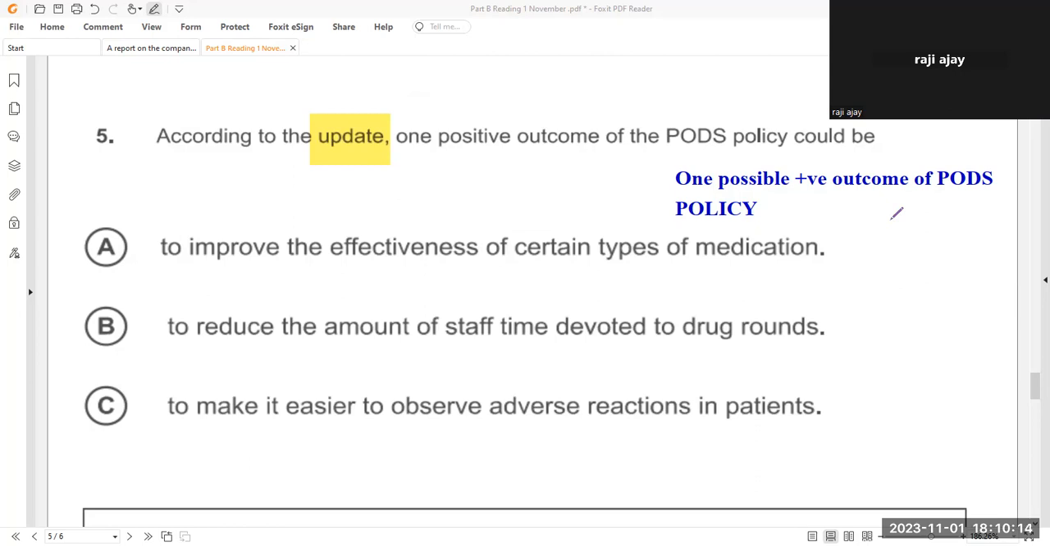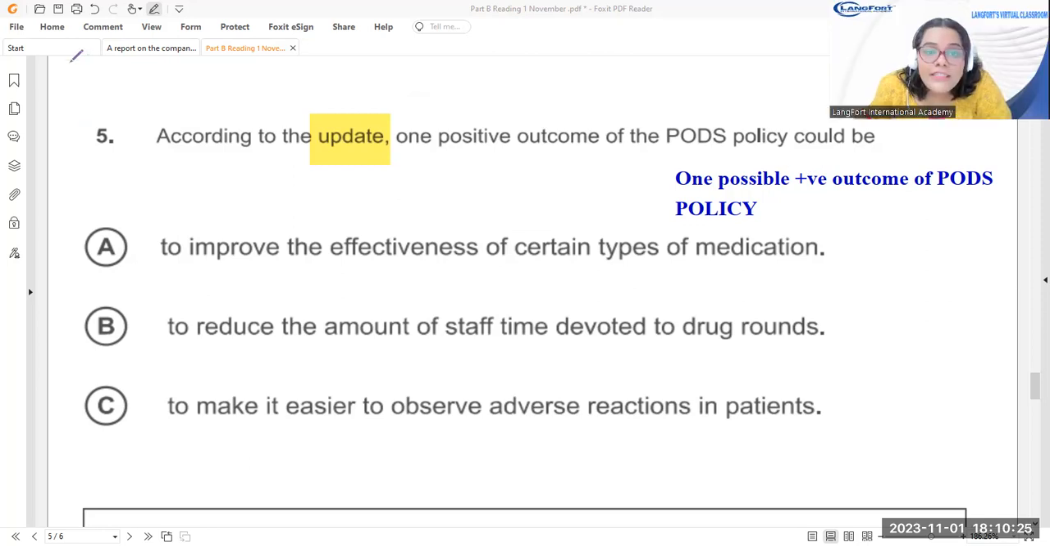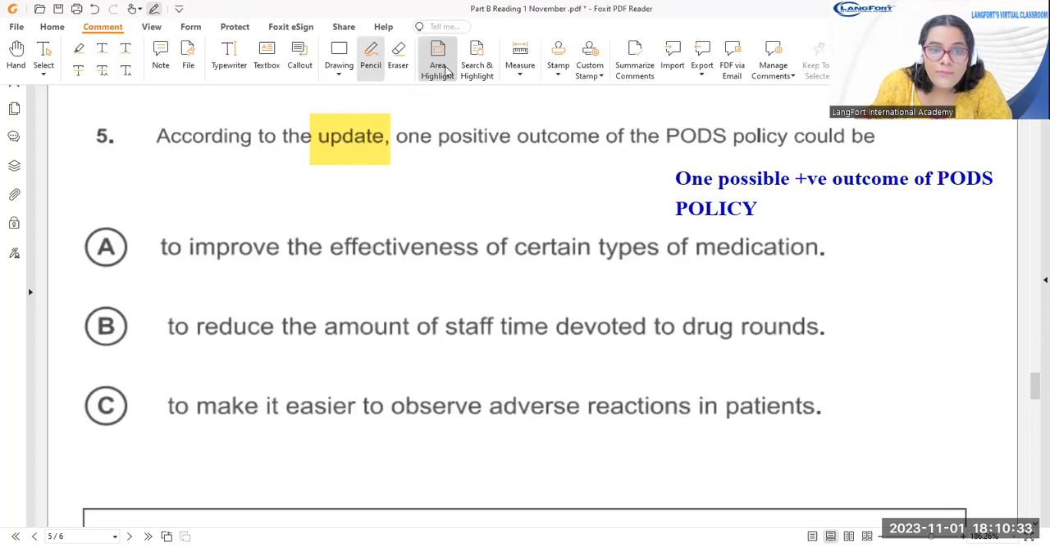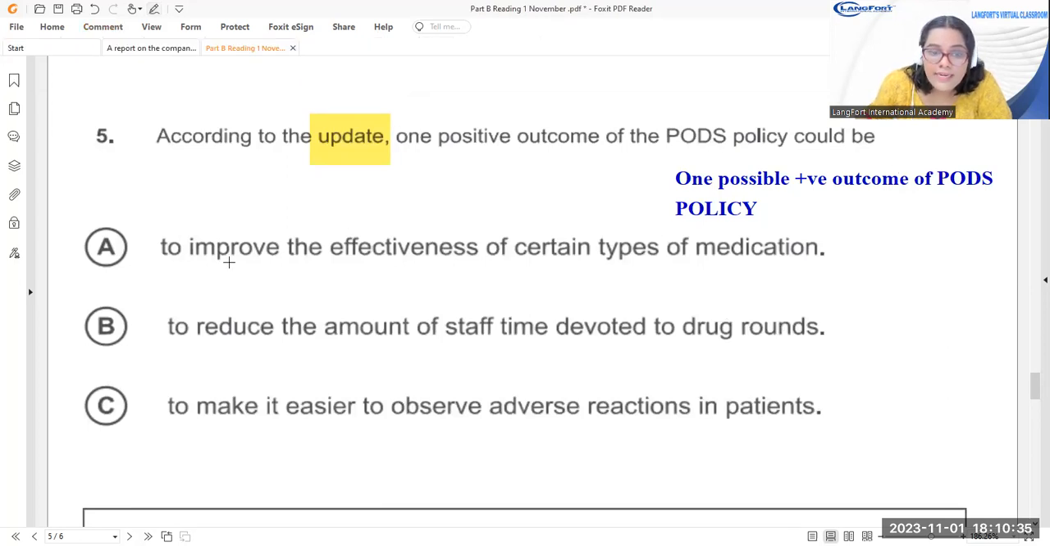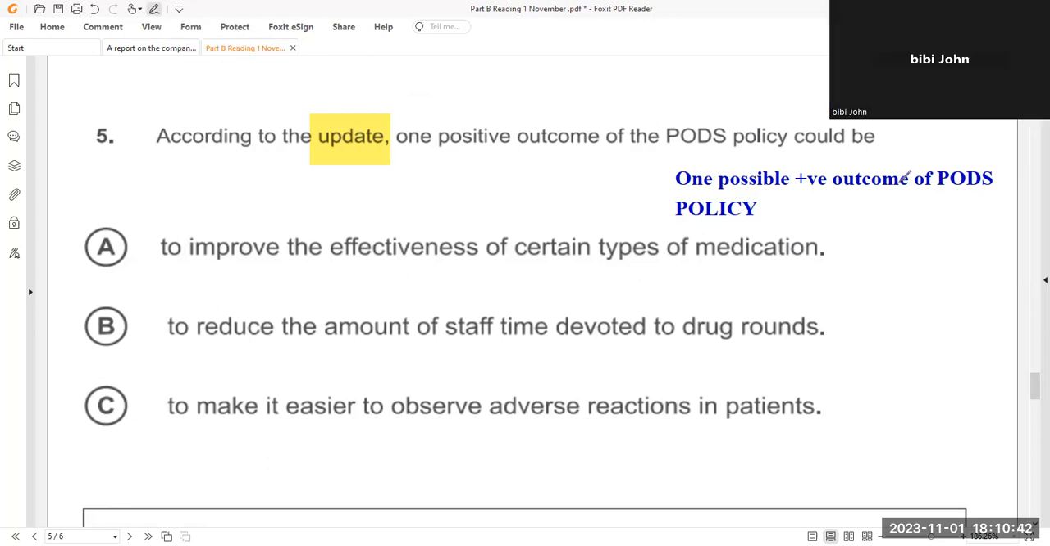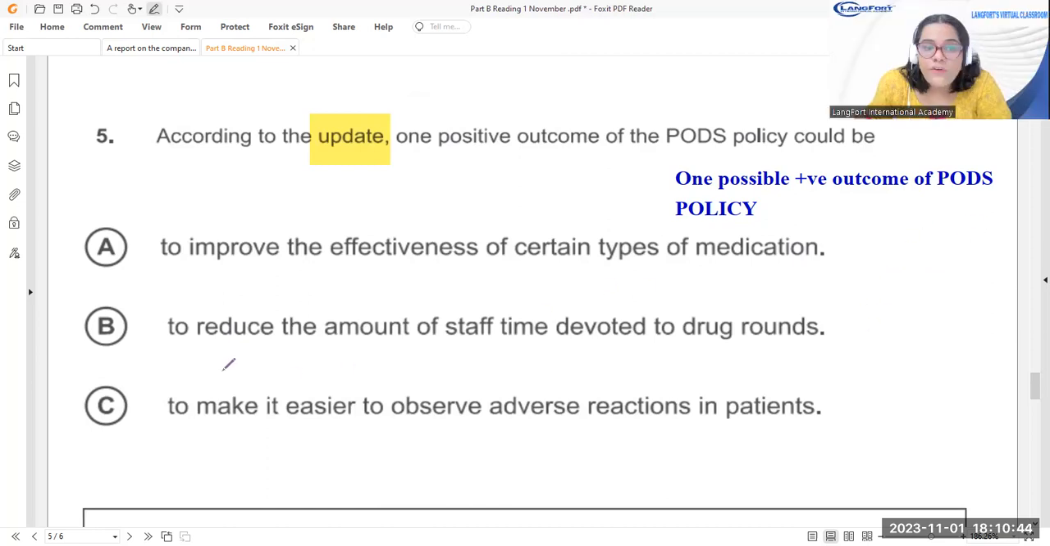Okay, ma'am. According to the update, one positive outcome of the PODs policy could be to improve the effectiveness of certain types of medication. Is that the possible positive aspect, that the PODs policy can help improve the effectiveness of certain types of medications? What do you guys think? Maybe. Can be, right? Okay, before that, let's read the other options.